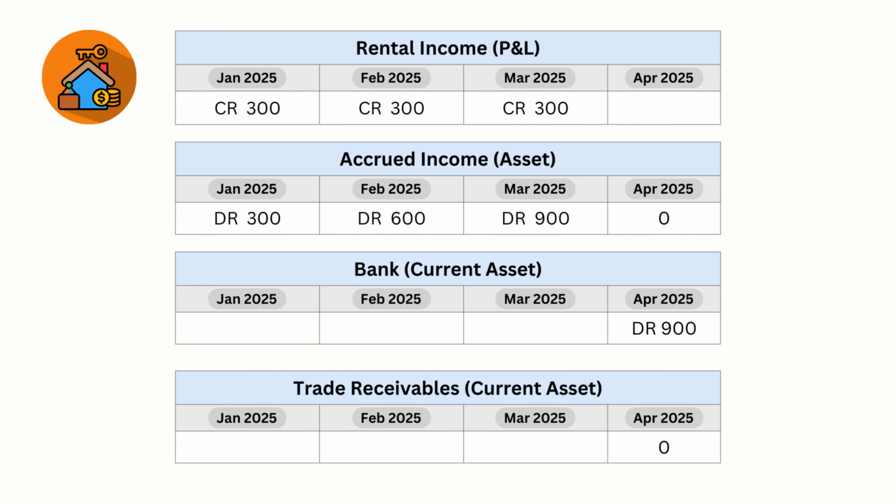Final takeaway: accrued income exists to make sure income is reported in the correct accounting period. Income is recognised when it is earned. Accrued income appears when income is earned but not yet paid.